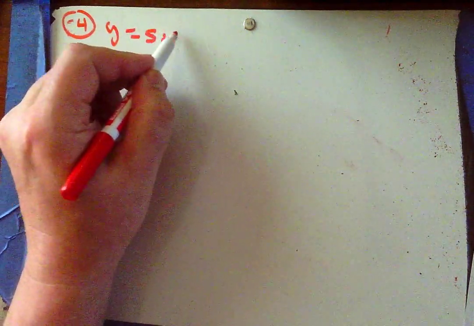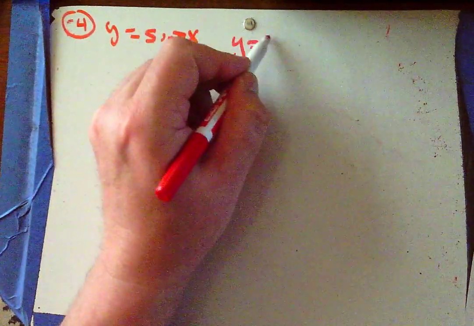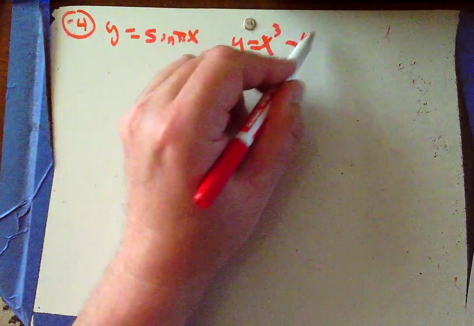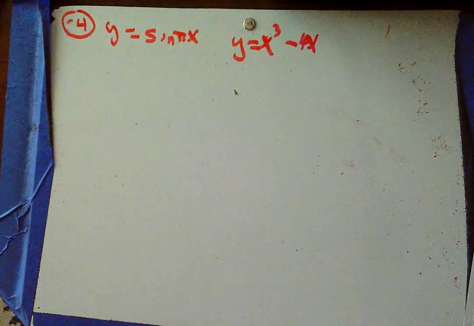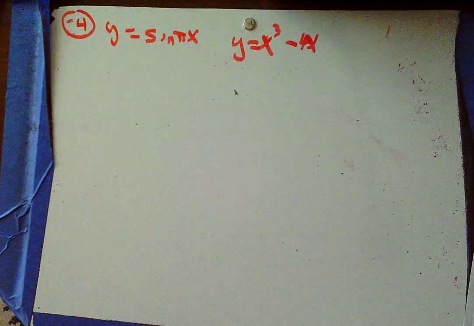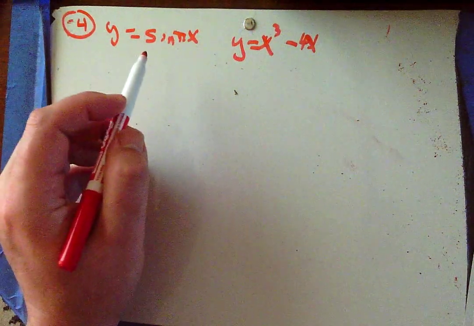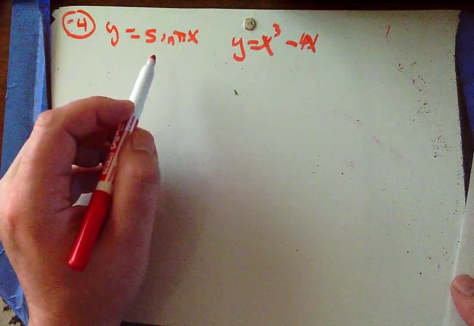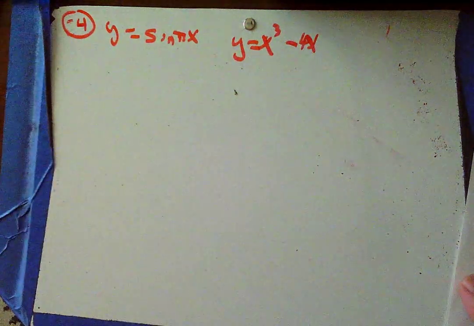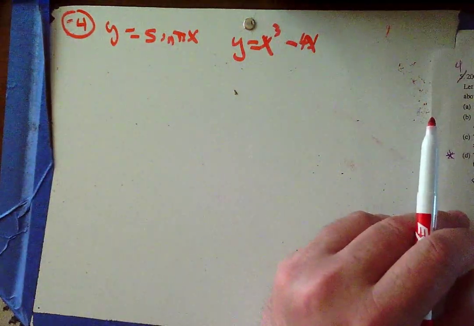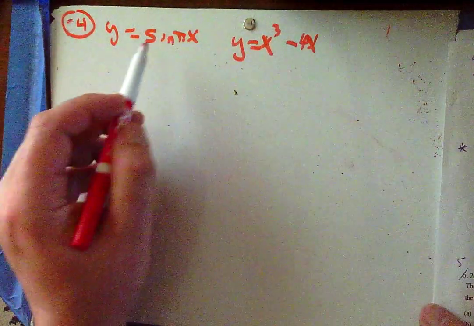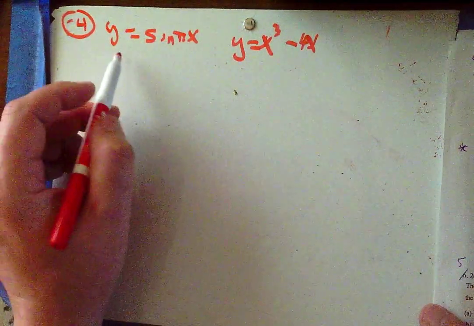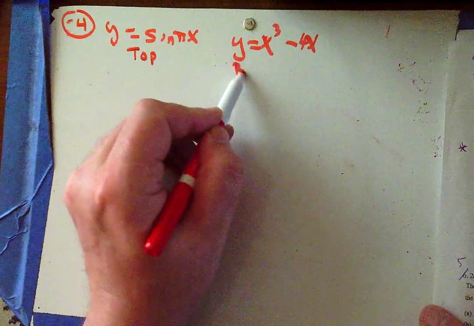4 says, let R be the region bounded by the graphs y equals sine pi x and y equals x to the third minus 4x, as shown, not above, but below to the right. There's R. Okay. I see my sine thing. I see a polynomial thing. And just to be clear, the sine thing is the one on top. This is my top. This is my bottom.